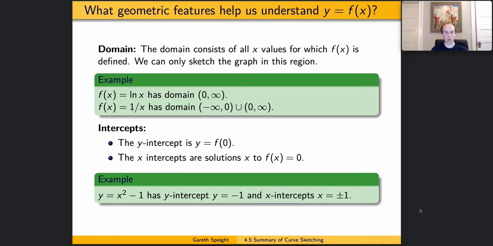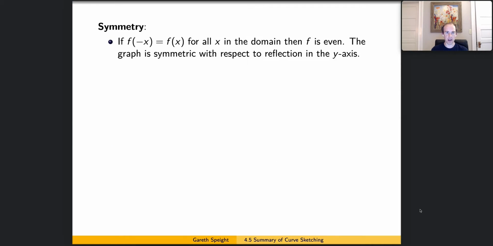For instance, if we look at y equals x squared minus 1, the y-intercept is going to be where it crosses the y-axis. That's x equals 0. So we get y equals minus 1. The x-intercepts are where it crosses the x-axis, so we have to solve y equals 0. So x squared minus 1 equals 0. So x squared equals 1, x equals plus or minus 1. Okay, so far we have the domain and we have the intercepts. What else can we look for?